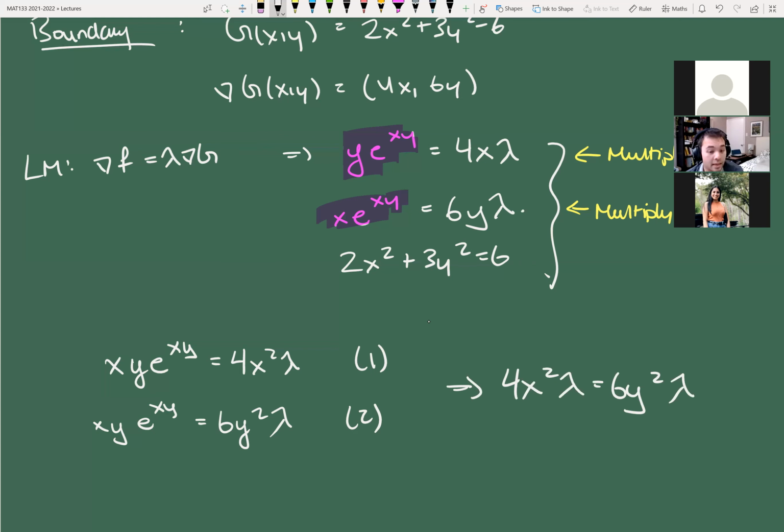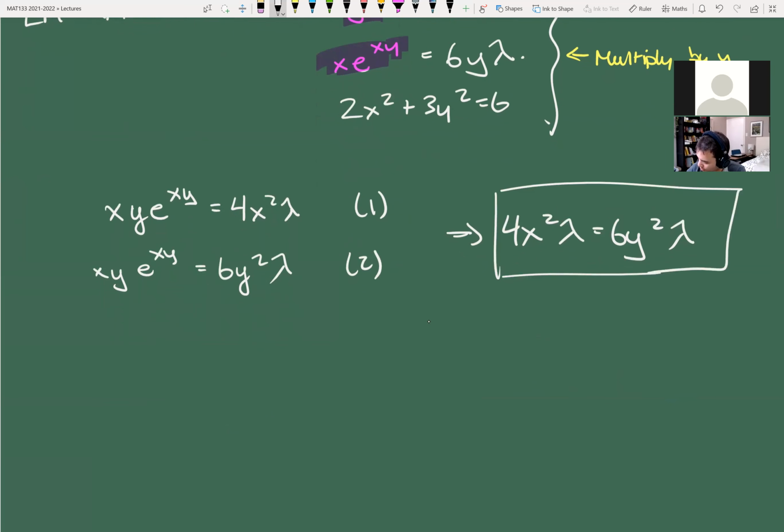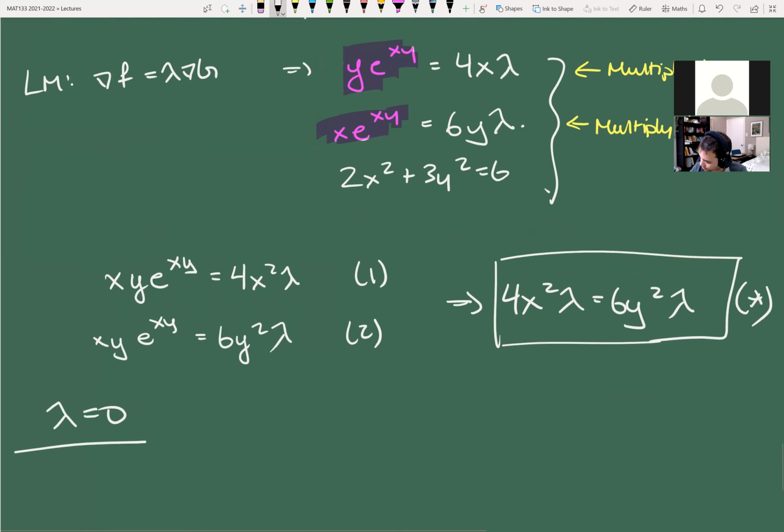Yeah, exactly. It gets rid of the exponential, which is really great, but also is going to now set me up for cases, right? So basically what I want to do here is divide by that lambda, right? I want to get rid of that lambda. But before I can do that, I need to know lambda is not 0. So that's case number 1. This is a really important equation. Let's call it star. So I want to divide by lambda. Again, need to make sure lambda is not 0. So let's set lambda to be 0 as our first case.